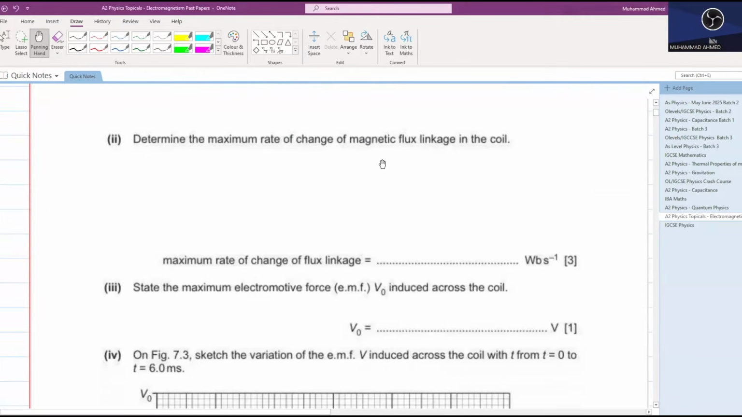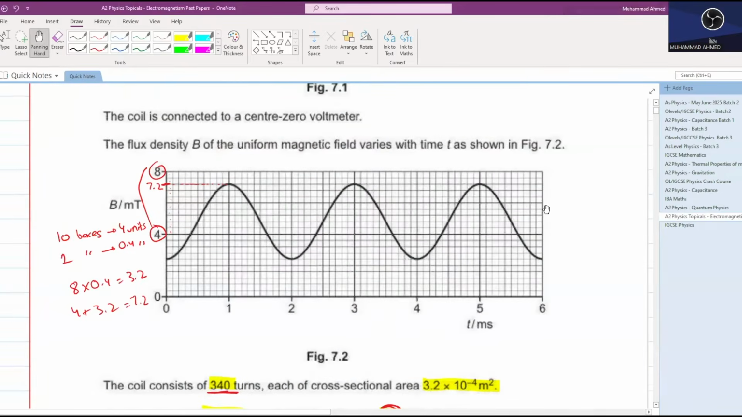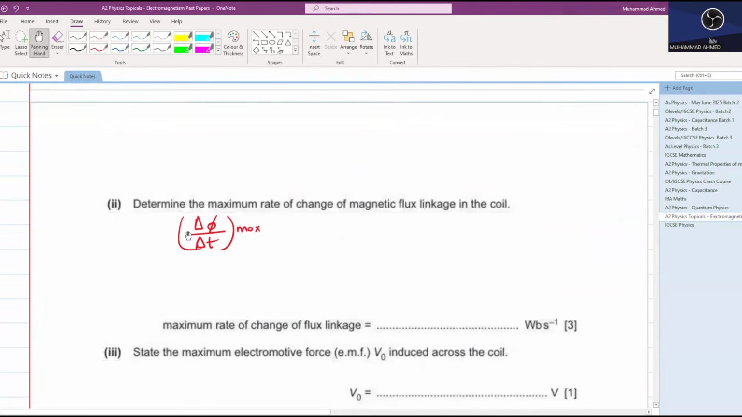Determine the maximum rate of change of magnetic flux linkage. Okay. So basically we have to determine the maximum value of change in phi over change in t. Okay, so basically I can't directly determine this, because I'm not given anything to determine the maximum value of change in magnetic flux over time. What I can instead do is break this fraction down into something like this.